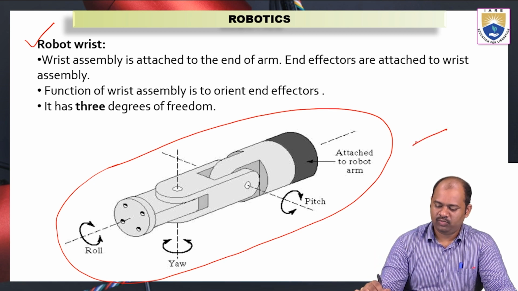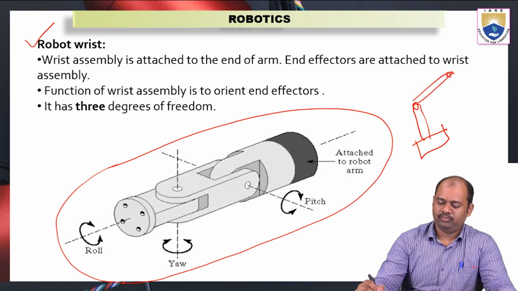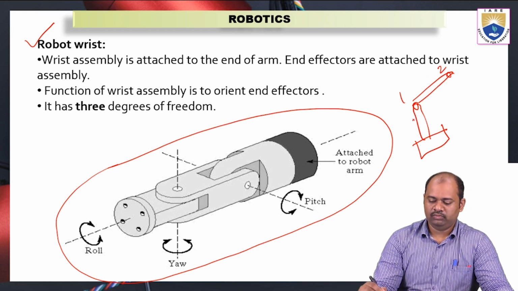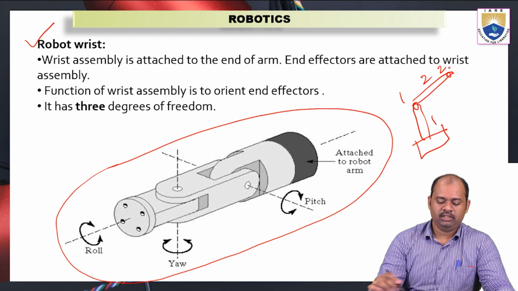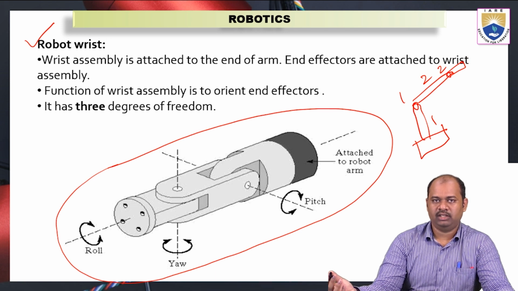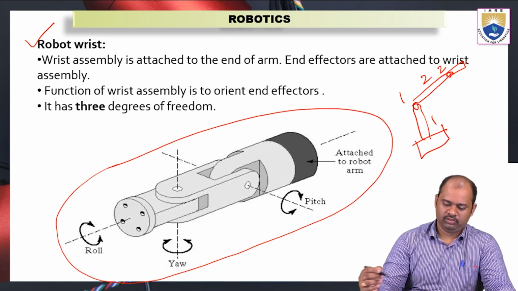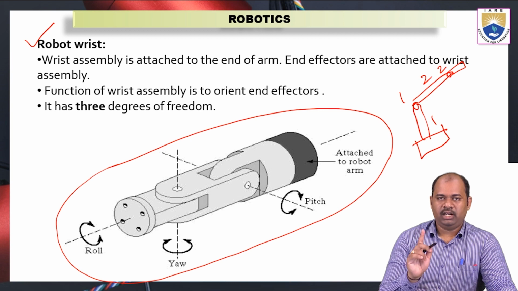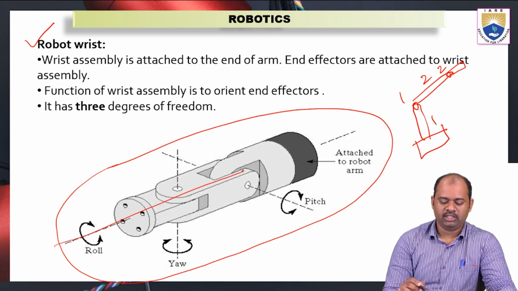Suppose I have a robot like this. Now for this, I have joint 1 and joint 2. This is link 1 and link 2. I will connect this wrist to link 2. To this wrist, I will connect the end effector. End effectors are like grippers or tools. Now the robot wrist is where it will have 3 kinds of motions. One is rotation about this axis. It can rotate about this axis.